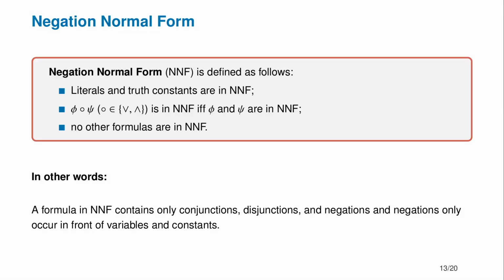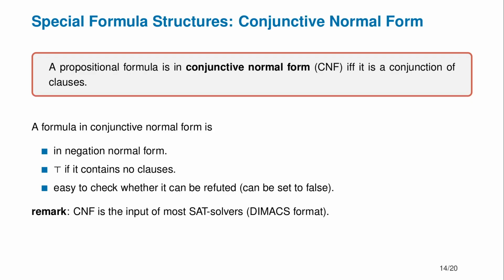Okay. So to summarize, a formula in NNF contains only conjunction, disjunction, and negations, and negations occur only in front of variables or truth constants. A propositional formula is now in conjunctive normal form if it is a conjunction of clauses. This is a much more restricted syntax. So we have only conjunctions of clauses. Obviously a formula in conjunctive normal form is in negation normal form, and a formula in conjunctive normal form with no clause is equivalent to top.